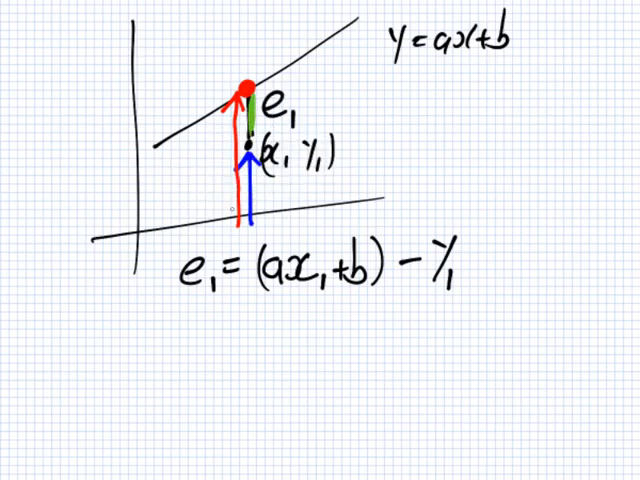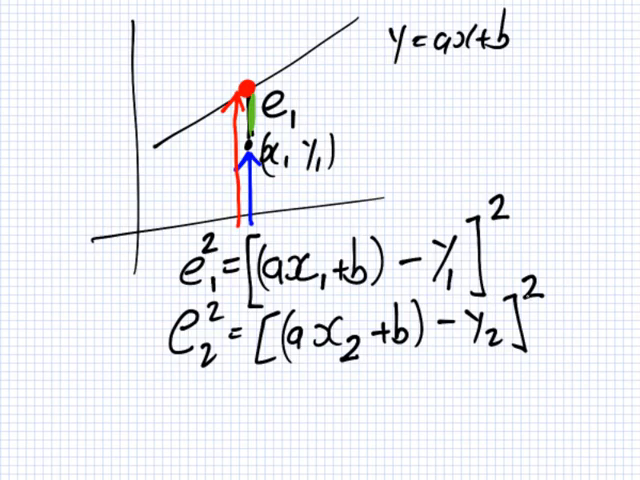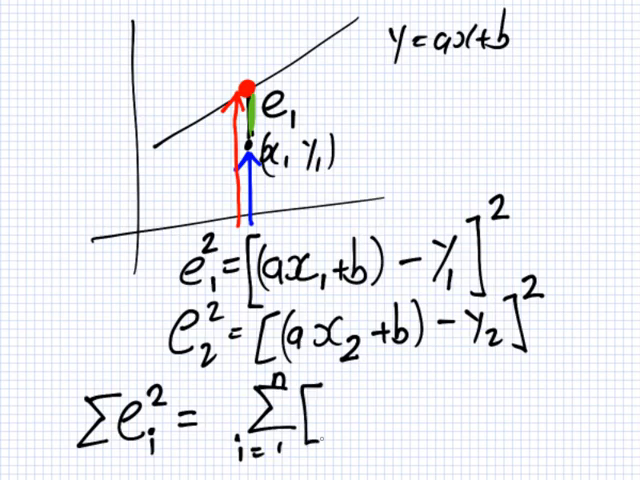I don't want E1. I want E1 squared. E2 squared will be the same: AX2 plus B minus Y2, squared. And so on. So then the total for all of the errors would be this: the sum from i equals 1 to n of AXi plus B minus Yi, squared.